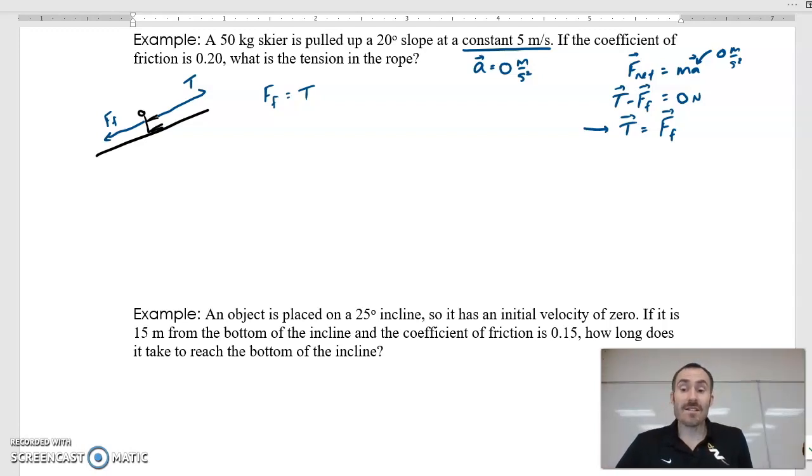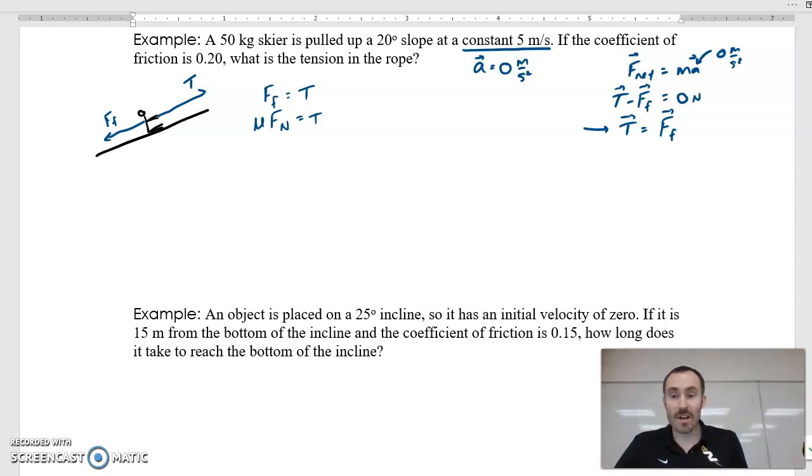Now, it doesn't tell us what the force of friction is. It also doesn't tell us what the tension is. It's asking us for the tension, so that is hopefully obvious. But that does mean that we're going to need to actually calculate the force of friction. And it gives us the coefficient. It does not tell us the normal force. And so we're going to need to calculate the normal force.